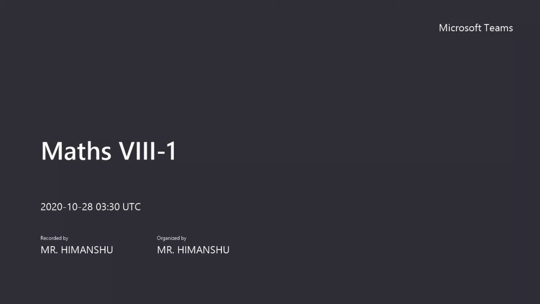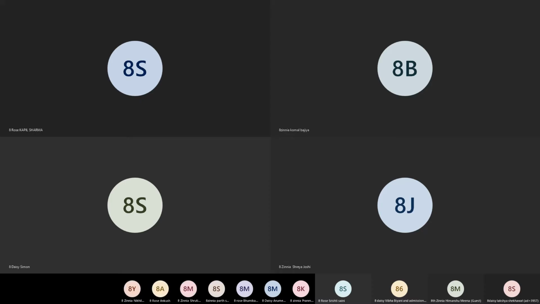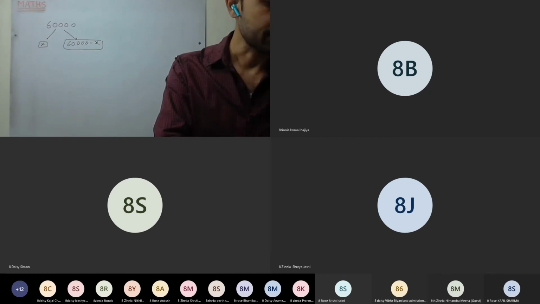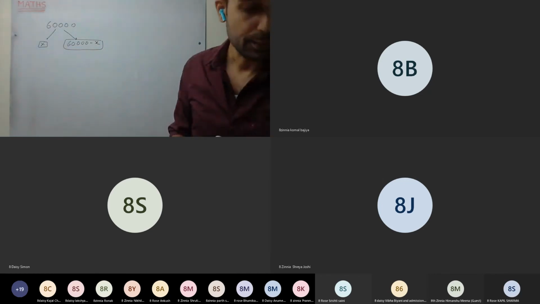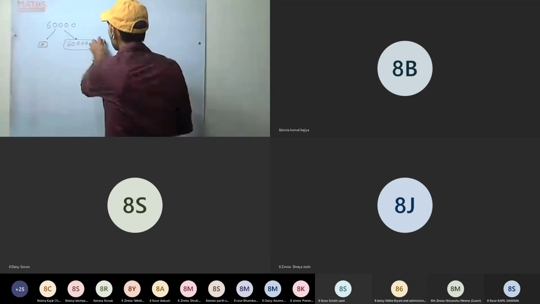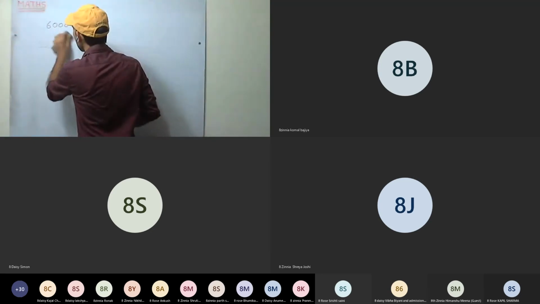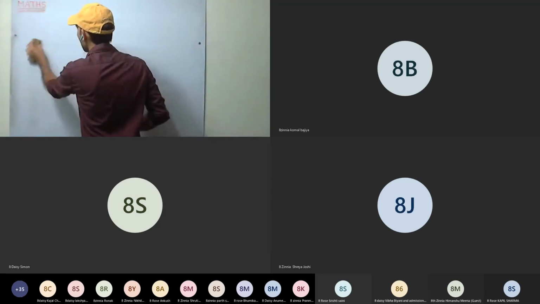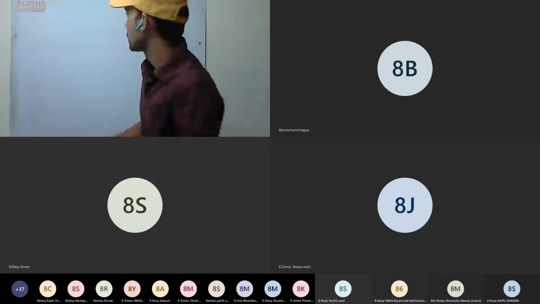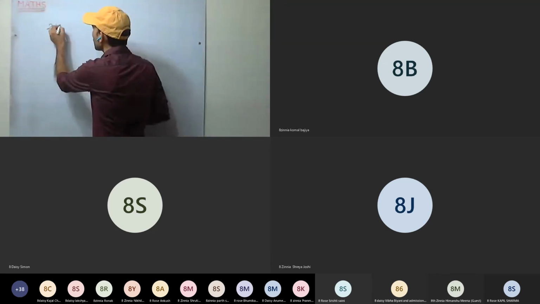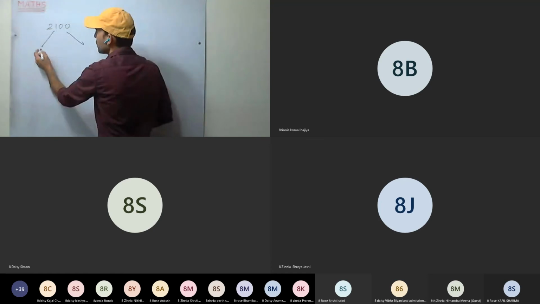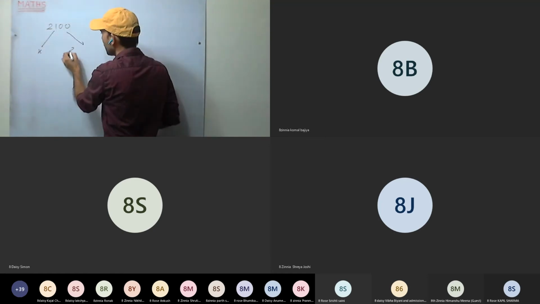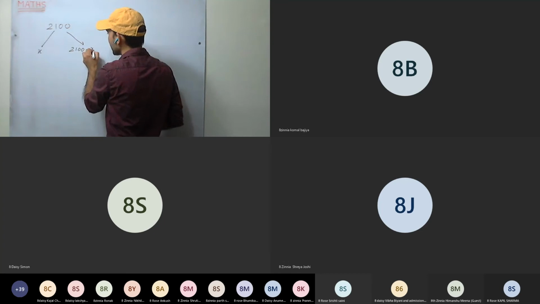Okay, so 20th question: a sum of 2100 is lent out in two parts. If the interest on one part is 9% per annum, so it is again the same kind of question. So we are having 2100 rupees, lent out in two parts. If this is x, the other will be 2100 minus x.